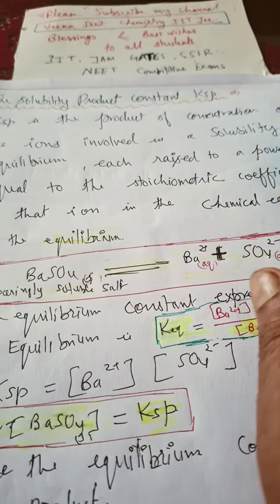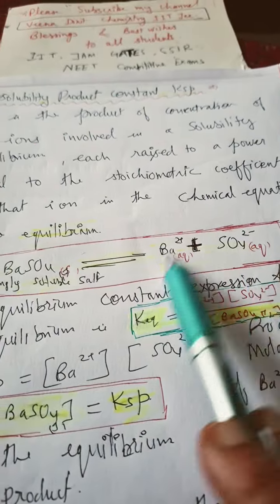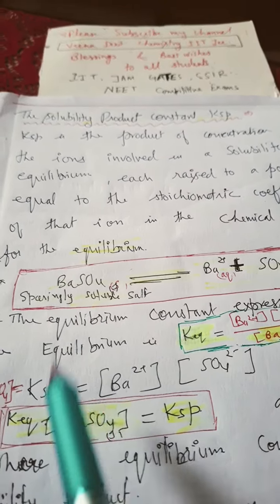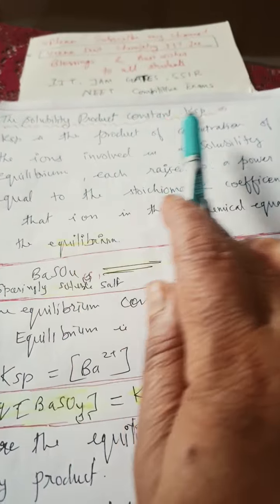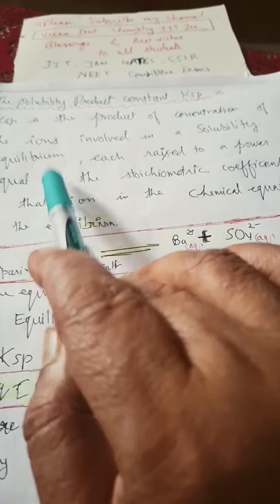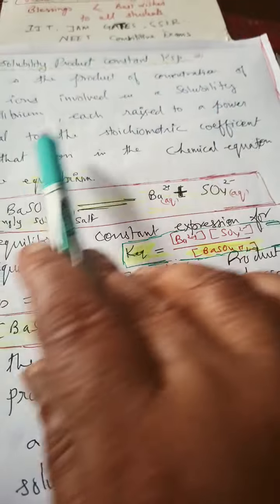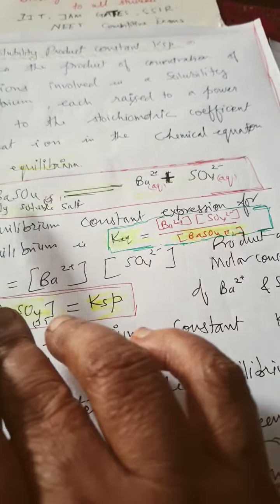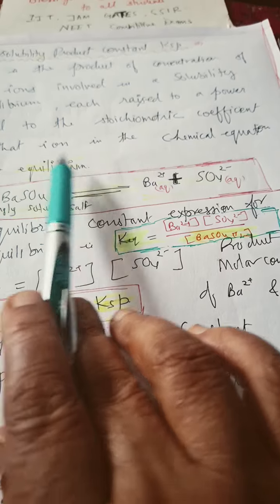It is the product of concentration of ions. See, the product of concentration of ions is equal to Ksp. So Ksp is the product of concentration of ions involved in solubility equilibrium, each raised to a power equal to the stoichiometric coefficient of the ions in the chemical equation of the equilibrium.